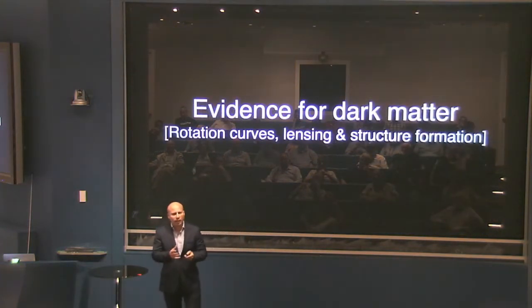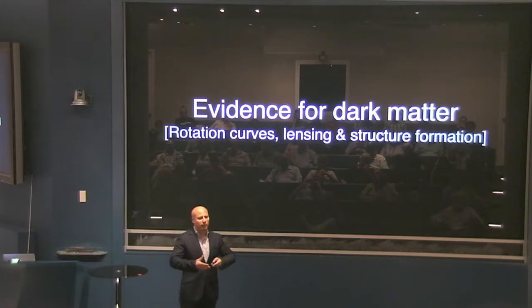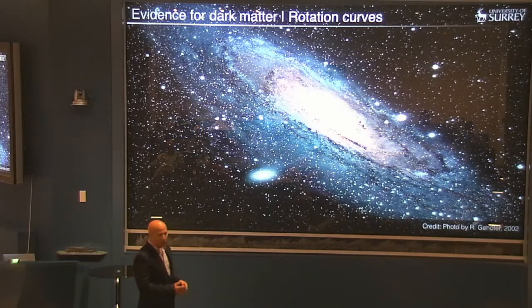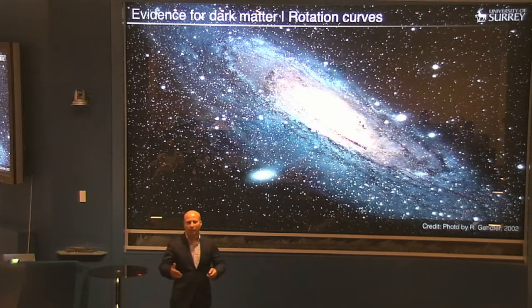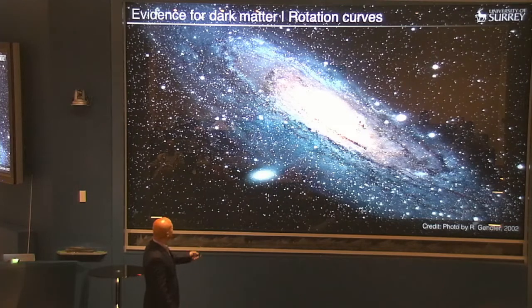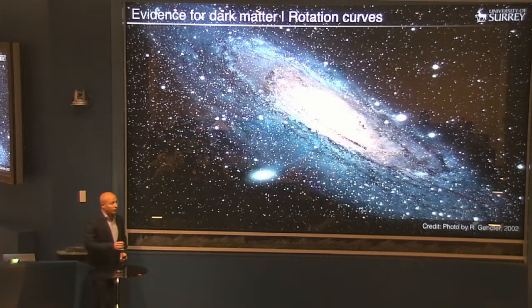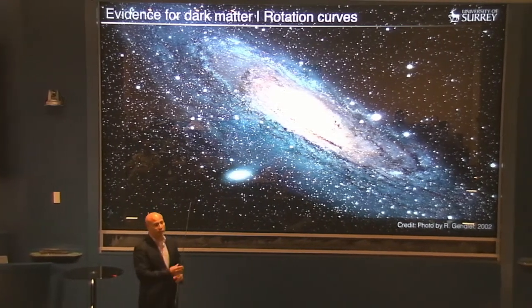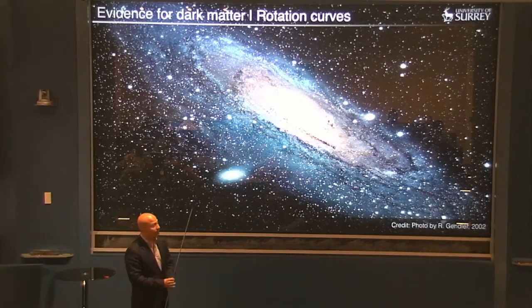What is the historic evidence, the reasons why we started to believe as a community that this dark matter might be out there? Well, some of the earliest and most compelling evidence came from the rotation of stars and gas in galaxies like this one. This is the beautiful Andromeda spiral galaxy. It's the nearest large spiral galaxy to us, and if you have a decent pair of binoculars and can get out of the city, you can actually see this with your own two eyes in the northern hemisphere.